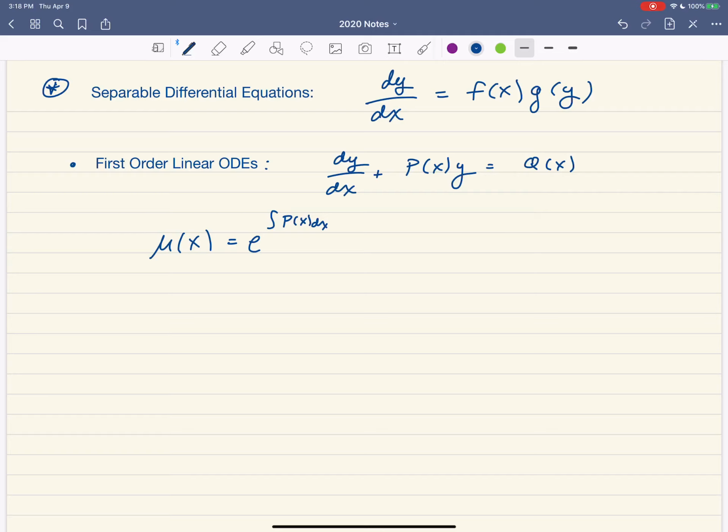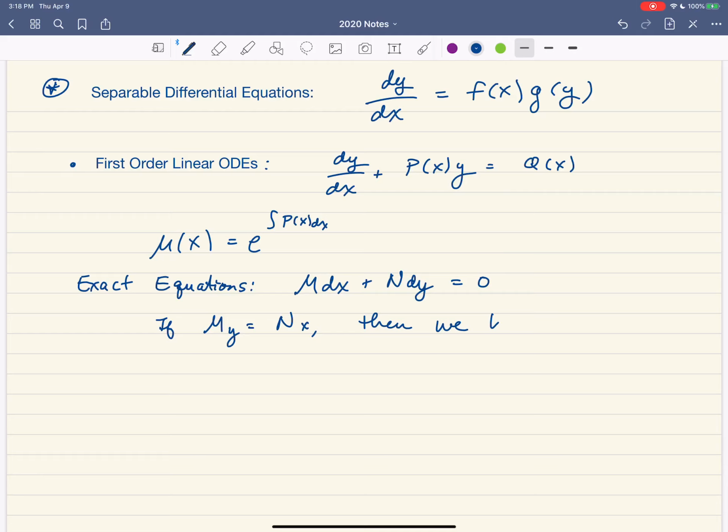The next type that we talked about were exact equations. Exact equations were the equations where you have m dx plus n dy equals 0. This isn't going to be in differential form, but if the partial derivative of m with respect to y is equal to the partial derivative of n with respect to x, then we have a solution to our differential equation m dx plus n dy equals 0.